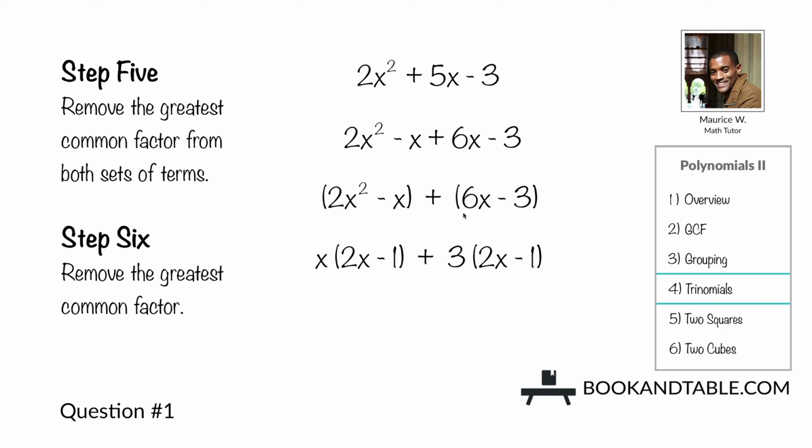And for the second group, we have 6x minus 3, so we can remove 3, giving us 6x divided by 3, which is 2x on the inside. And negative 3 divided by 3 would give us negative 1 on the inside. And now we can remove the greatest common factor, which is 2x minus 1 in both of these terms, giving us 2x minus 1 as one factor, and x plus 3 as our second factor.